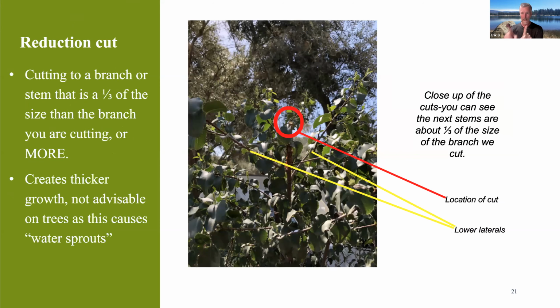I'm going to bounce through here really quick and see. Okay, I'm going to tell you about water sprouts in just a second, but I think this is a close-up of our prunus. Here's some laterals. And then also, I think there is something going on here that allows this to be cut there. I think you see this leaf here. I think there's also a small lateral there as well. In this close-up of the cuts, you can see the new stems are about a third the size of the branch we cut.